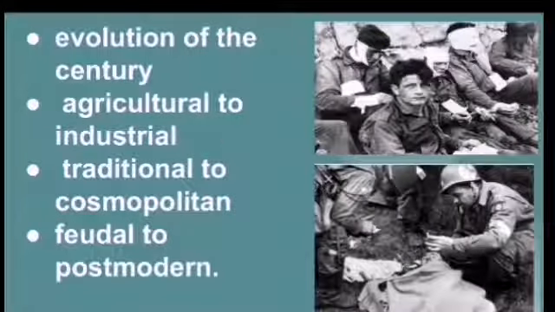And that was an evolution of the century, from agricultural to industrial, traditional to cosmopolitan, and feudal to postmodern. These are the evolutions or changes that happened in these eras. These are the main points relating to the political background of the novel The Tin Drum. Thank you.